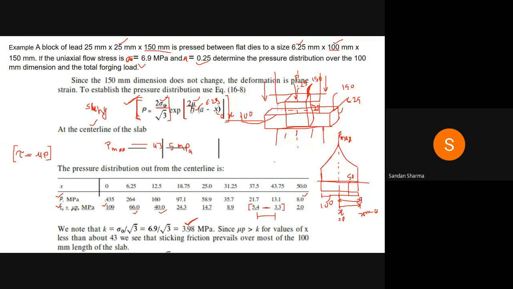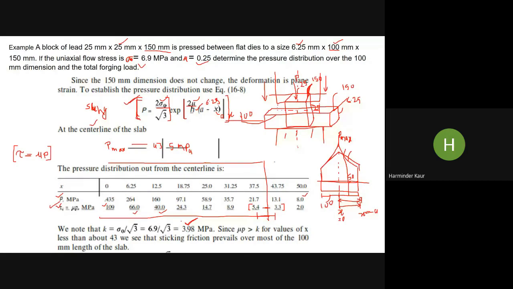when you are going for sticking friction, okay, at what x actually your sliding is getting lower, ठीक है? So ये x point बताता है. So if you see from 0 up to 50, you are actually working under your sticking friction condition. समझ रहे हो? Up to 5.4 or up to 37.5 or even more, you will have sticking friction condition dominating. ये क्लियर हो रहा है?